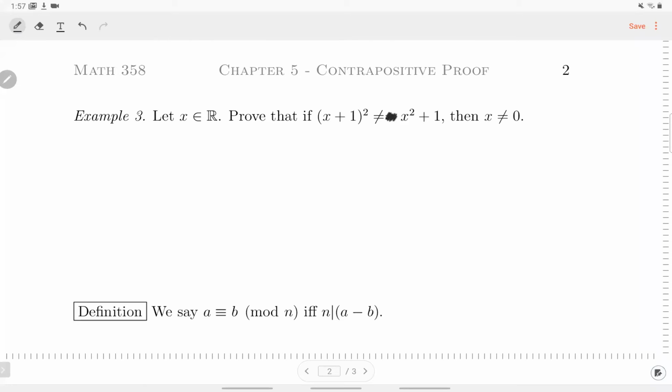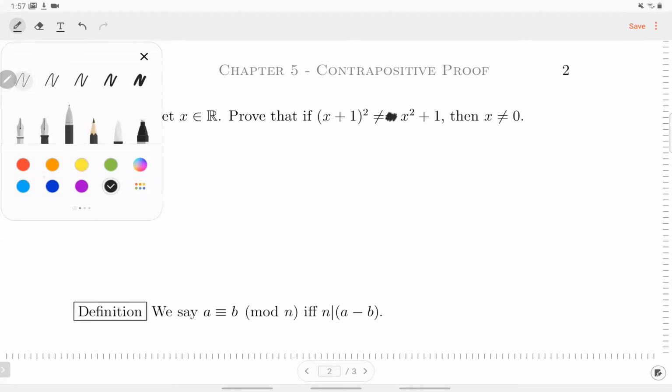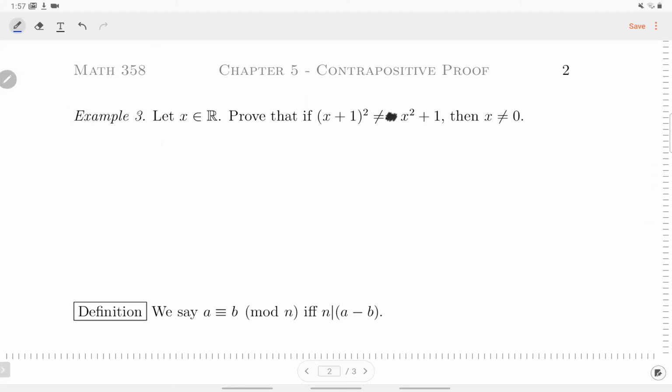Okay. So prove that if x plus 1 squared is not equal to x squared plus 1, then x can't be 0. Again, I have not equal. That's hard to work with, right? But if I take the contrapositive, those nots become is equal, and that's way easier to work with. So let's write our contrapositive. Our contrapositive will be x equals 0 implies x plus 1 squared equals x squared plus 1.